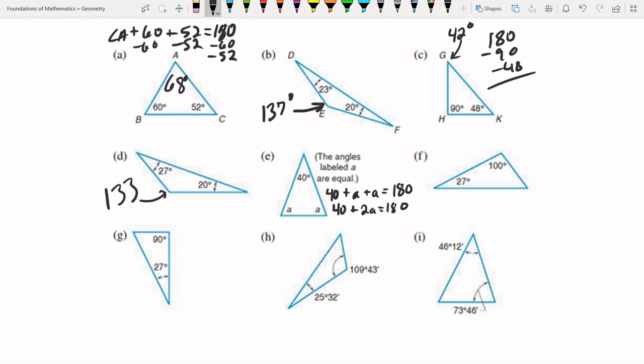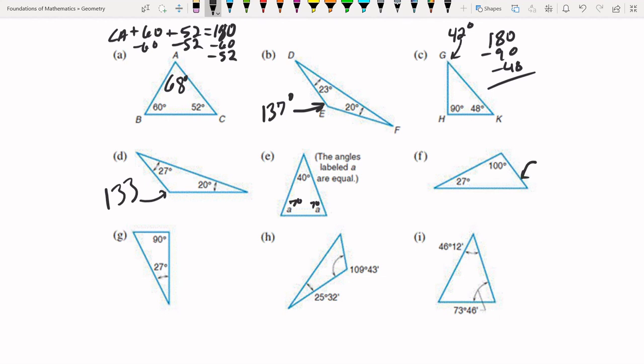And now this is a two-step equation. Subtract 40. 2A equals 140. And divide by 2. A equals 70. So both of these equal 70. You can check your work. 70 plus 70 is 140. Plus 40 is 180. I'm just going to clean this up by removing this work here.